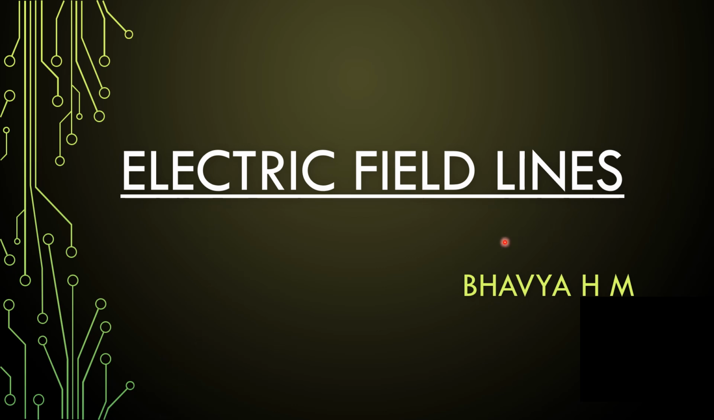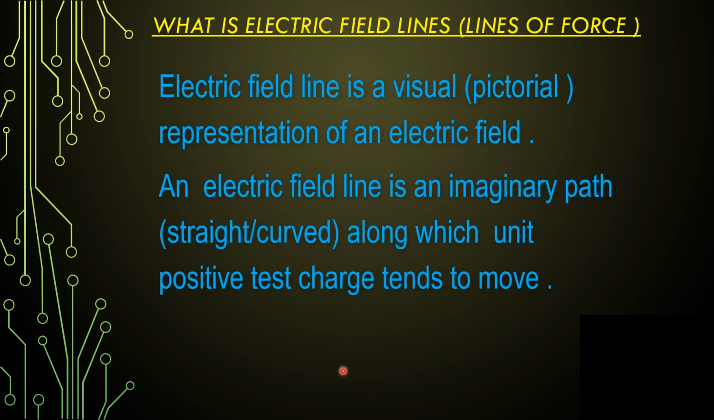In the last video, I explained what electric field is and how to find it. Today we are going to learn electric field lines. What are electric field lines? An electric field line is a visual representation of an electric field. By drawing a picture, we are representing how the electric field looks around a charged particle. That's why it is called a pictorial representation of an electric field.